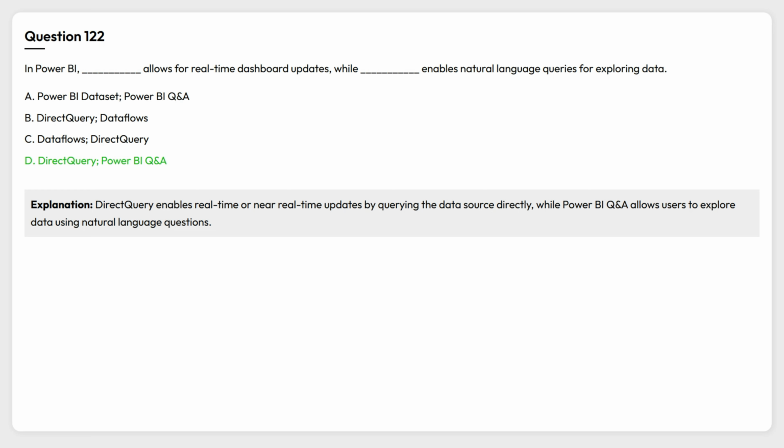Direct query enables real-time or near real-time updates by querying the data source directly, while Power BI Q&A allows users to explore data using natural language questions.